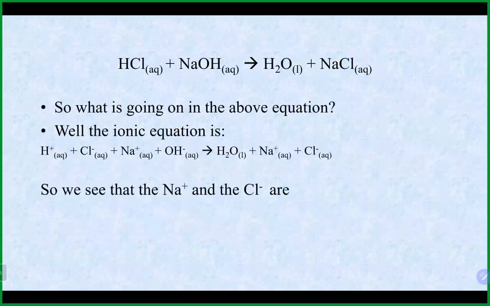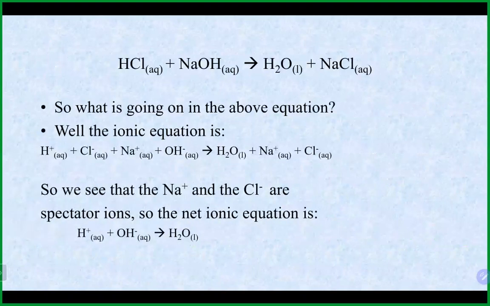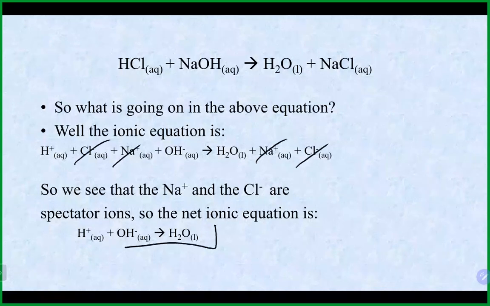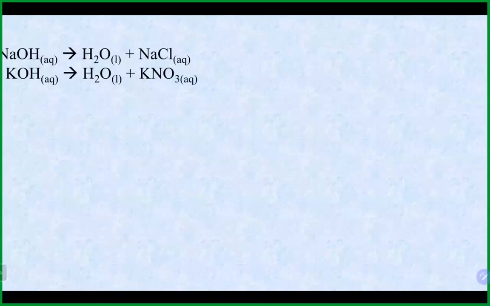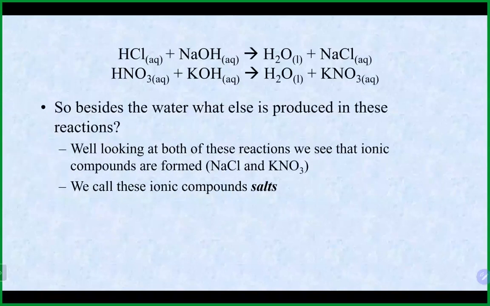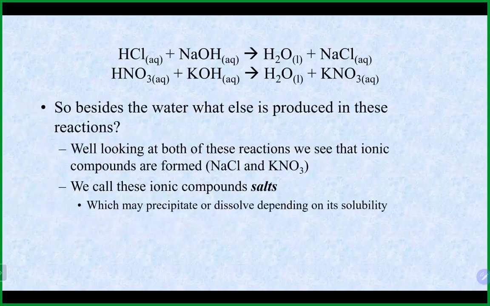So again, this is very similar to the one we just did there. That is hydrochloric acid and sodium hydroxide. And again, you can see our spectator ions being these guys, leaving us with the same net ionic equation, basically water being formed. Now, as I mentioned before, another thing that's formed as a result is what is referred to as salts. And salts is, I guess, a fancy word for really just an ionic compound.